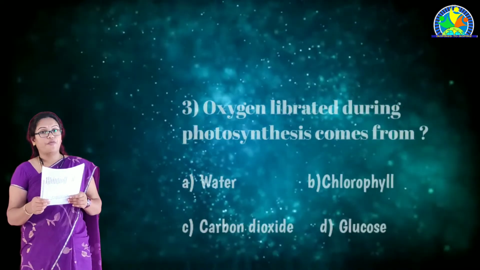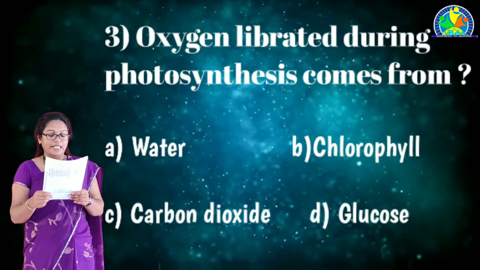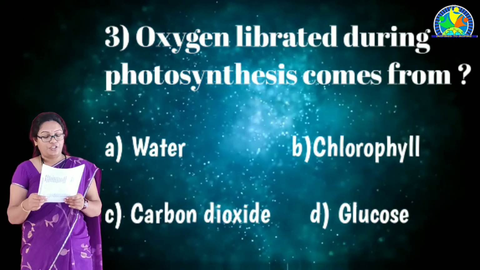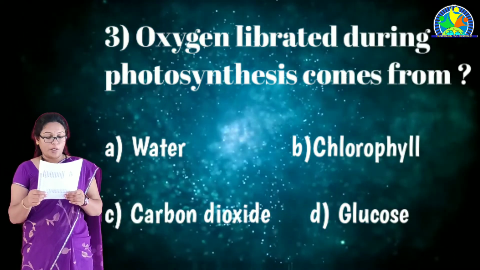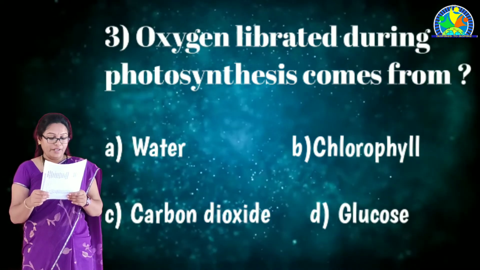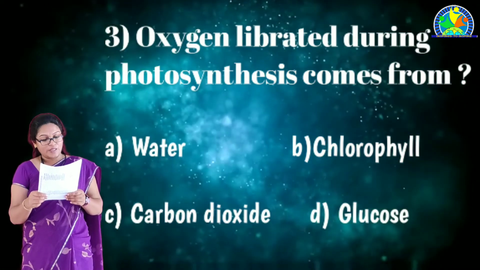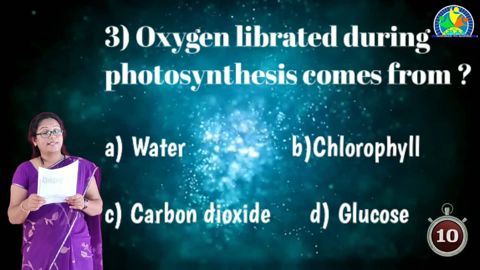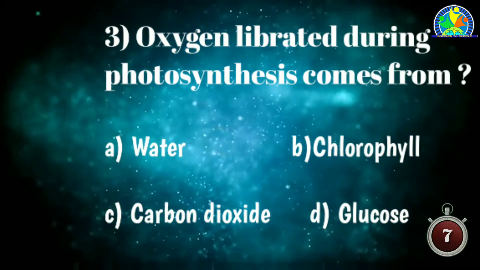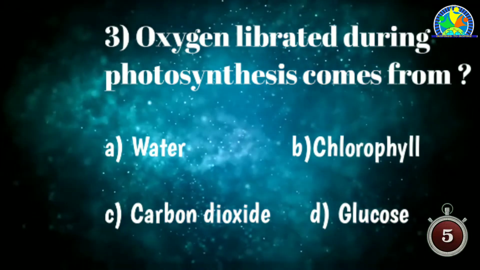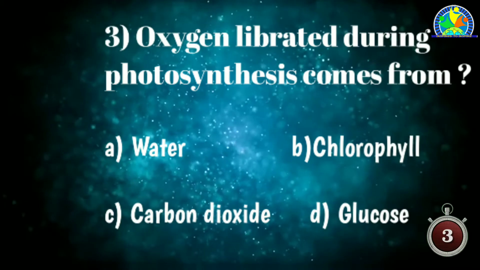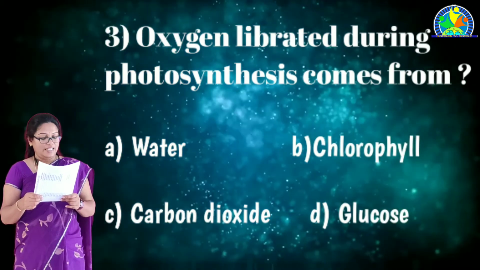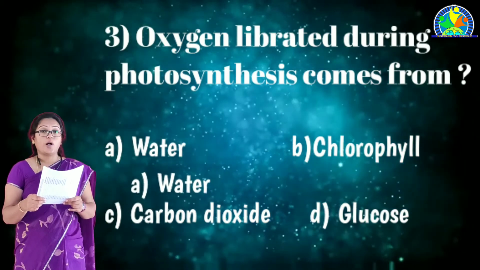Here is the third question for you. Oxygen liberated during photosynthesis comes from dash. Option A, water. B, chlorophyll. C, carbon dioxide. D, glucose. Which is the right answer? Yes, the answer is A, water.